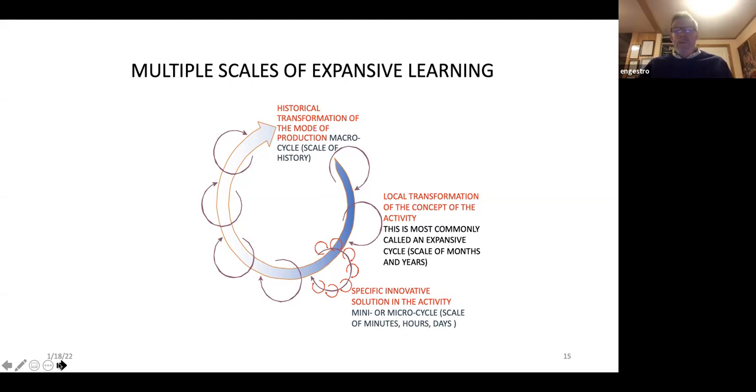So it's important to keep in mind that there are multiple scales when you look at learning, including expansive learning. In recent studies, just a couple of years ago, we published an article in the Journal of the Learning Sciences looking at very short mini cycles in home care encounters where a new practice was implemented in home care services, and the home care workers visited their elderly clients maybe half an hour at a time, and these encounters were analyzed in great detail to identify mini cycles. At the same time, the entire home care practice was undergoing a macro cycle of transformation.